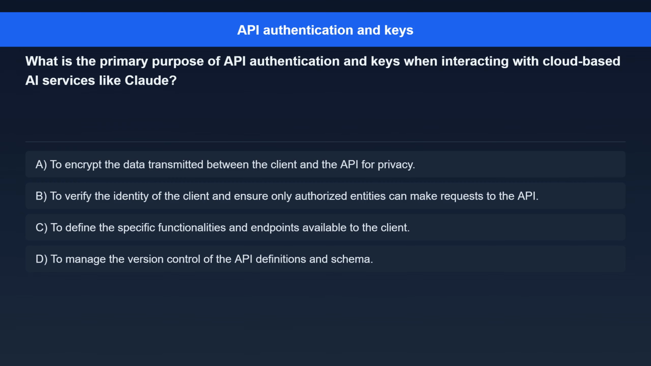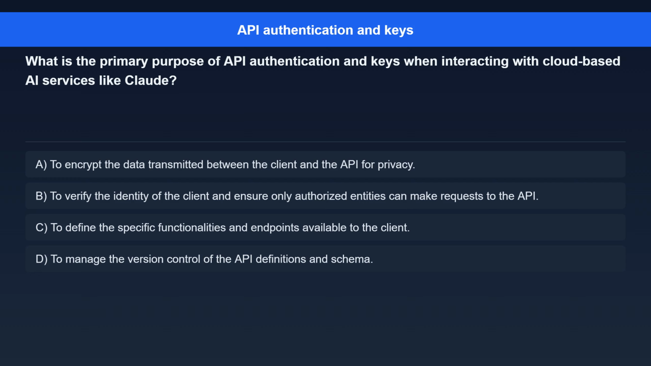Question 1. What is the primary purpose of API authentication and keys when interacting with cloud-based AI services like Claude? Option A. To encrypt the data transmitted between the client and the API for privacy. Option B. To verify the identity of the client and ensure only authorized entities can make requests to the API.